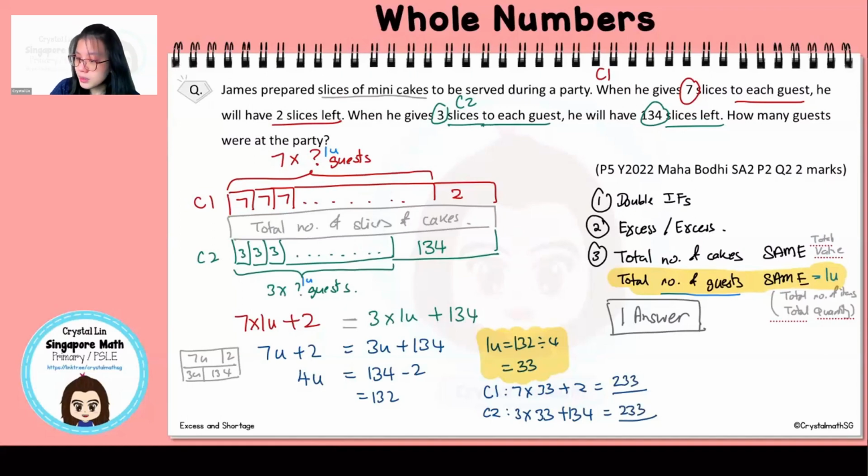Okay? So this one here represents the number of cakes, and this answer here represents the number of guests. For this question, the final answer I want is the number of guests, which is 33. I hope you find this video useful and that you'll be able to use models and units to find the answer, especially for those who are still struggling to figure out the gap and difference method. That is an alternative method to find the answer.